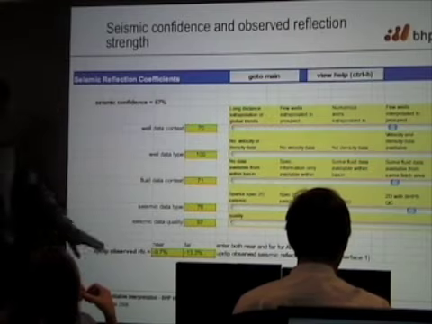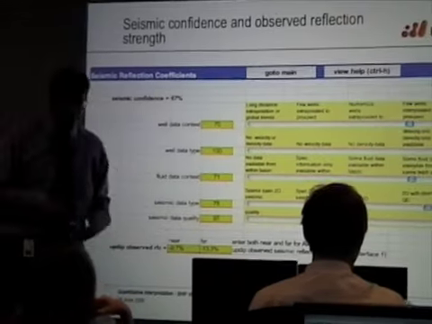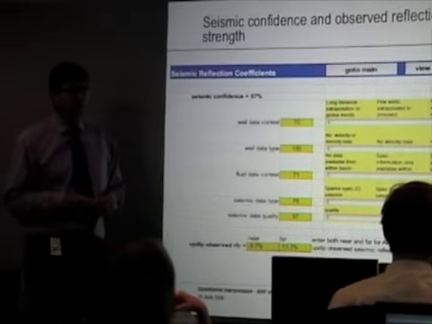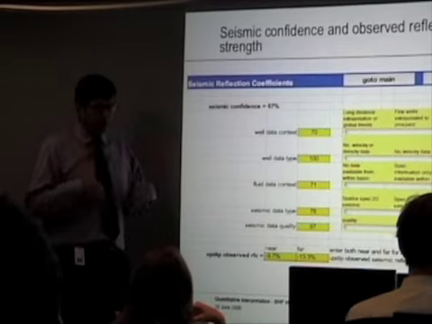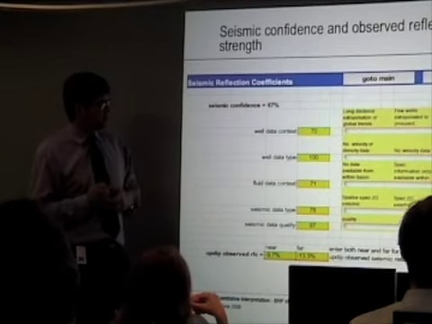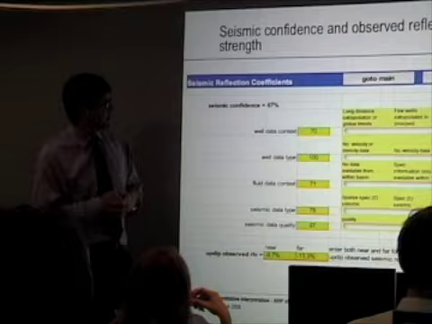Then you also put in what the observed reflection coefficients are here for the near and far. It's a fairly straightforward number that comes from your amplitude extraction spreadsheet, where you pick things in the target level.